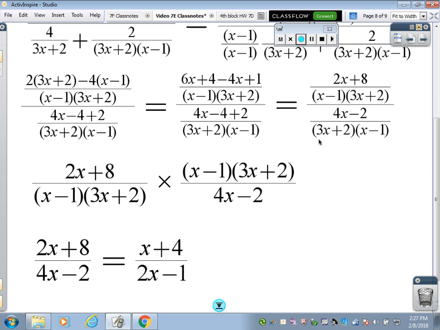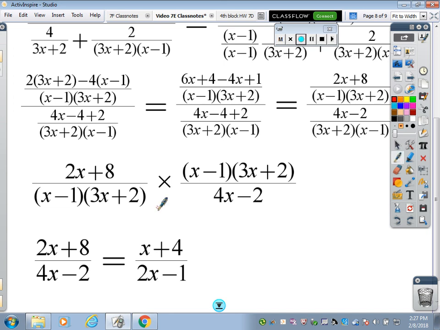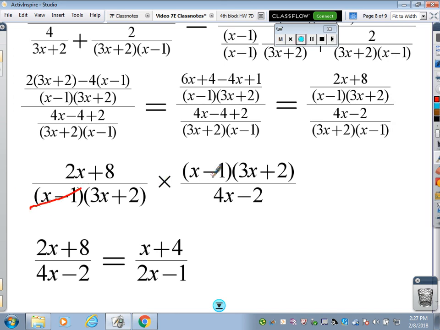So here's where I flip the second fraction, and I can cross out common factors because it's all multiplication. So x minus 1, 3x plus 2. Which leaves me with 2x plus 8 over 4x minus 2. Well, all of these have a 2 in common. So I divided everything by 2, and this is my final answer, (x plus 4) over (2x minus 1).